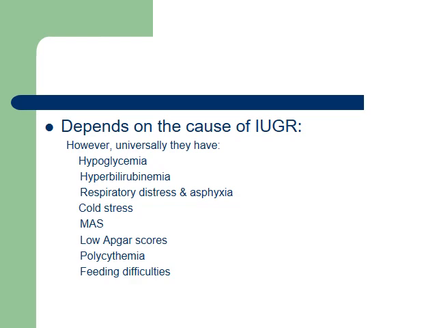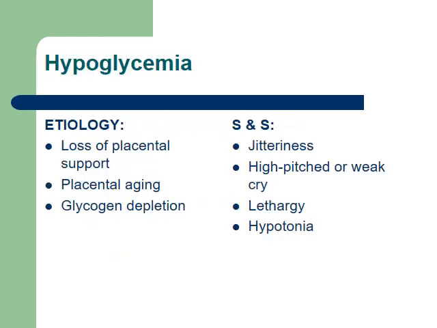It would be hypoglycemia, which is low blood sugar. Hyperbilirubinemia, which is elevated bilirubin because the little tiny liver cannot handle the blood breakdown. Respiratory distress and asphyxia, because the lungs are not mature. Cold stress. MAS is meconium aspiration syndrome, where they've inhaled some of that meconium fluid. They will have low APGAR scores, polycythemia, feeding difficulties. They have a hard time sucking and swallowing. They're not coordinated, so they'll gag and have a hard time.